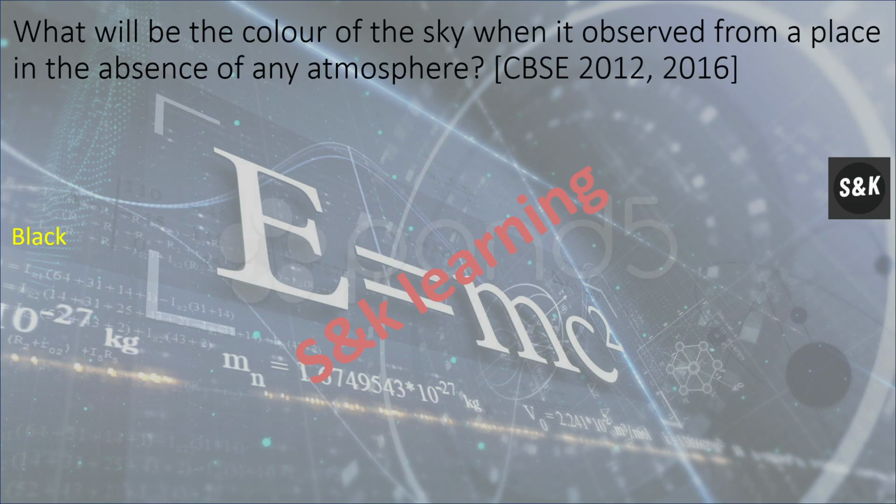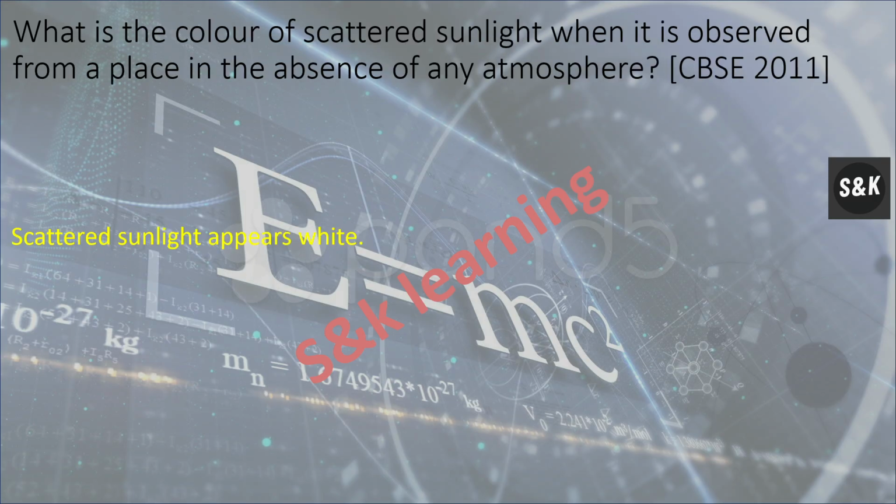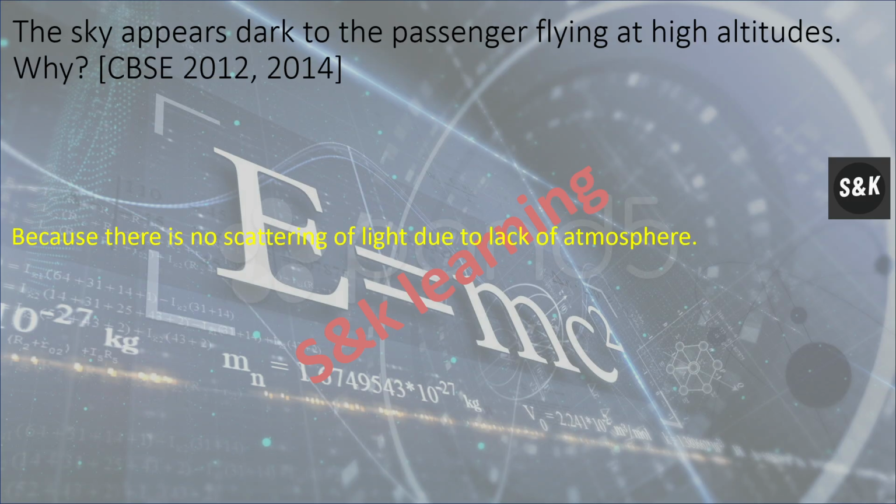What will be the color of the sky when it is observed from a place in the absence of any atmosphere? Black. What is the color of scattered sunlight when it is observed from a place in the absence of any atmosphere? The scattered sunlight will appear white. The sky appears dark to a passenger flying at high altitude. Why? Because there is no scattering of light due to lack of atmosphere.